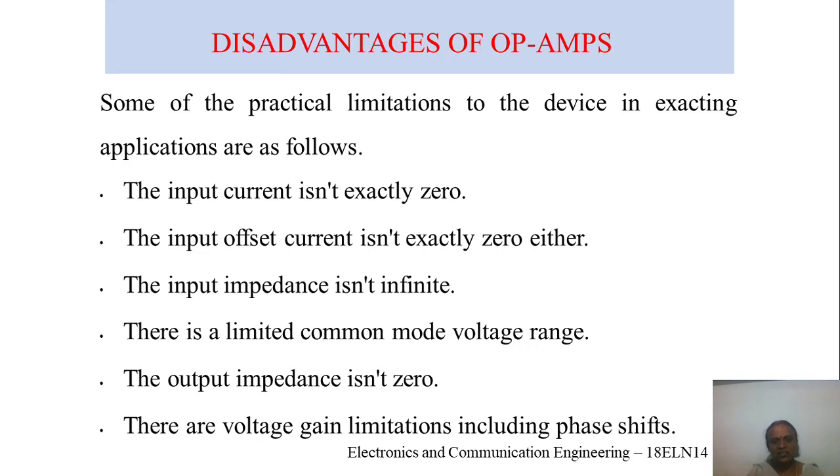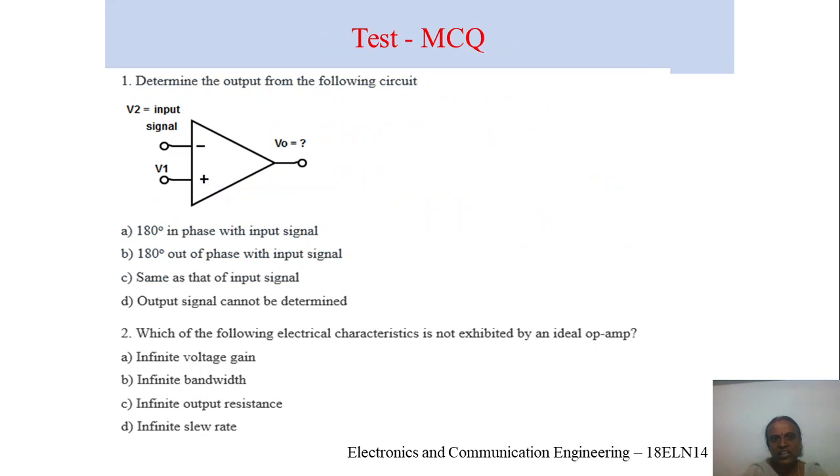Why? All this is because there is some sort of fluctuation in practicals when we are using this in real-time applications. So we call it a limitation. There are voltage gain limitations also, including phase shifts. Phase shifts matter, say, when we go in for oscillators, which is also one of the applications of an op-amp. So here, having known these disadvantages, advantages, the cross-sectional view of an op-amp, and what an op-amp or operational amplifier is, let me just wind up the session here and we'll go in for the MCQ questions.